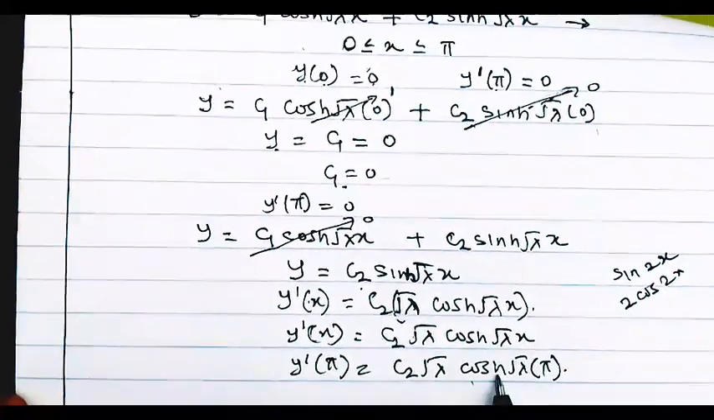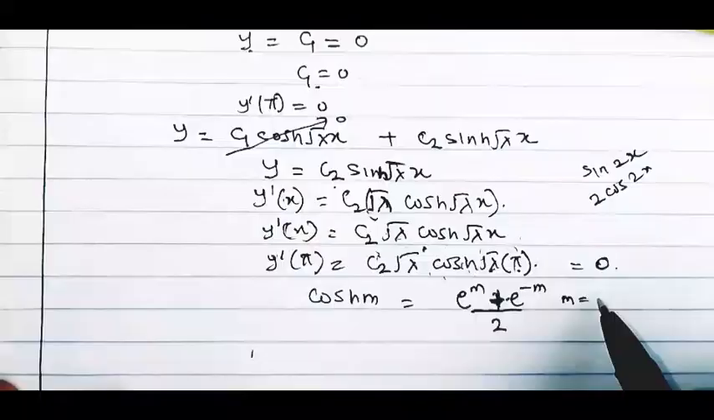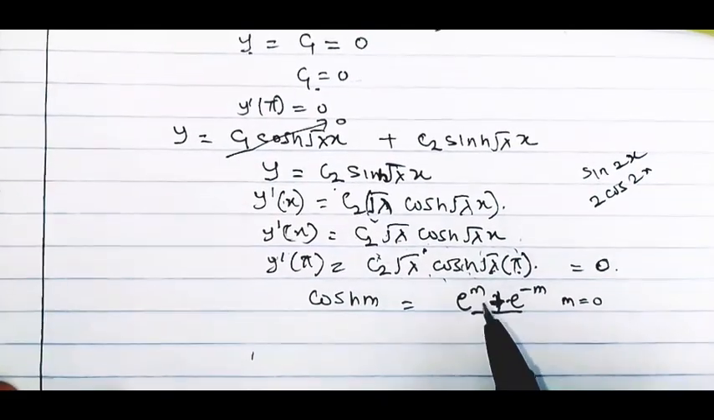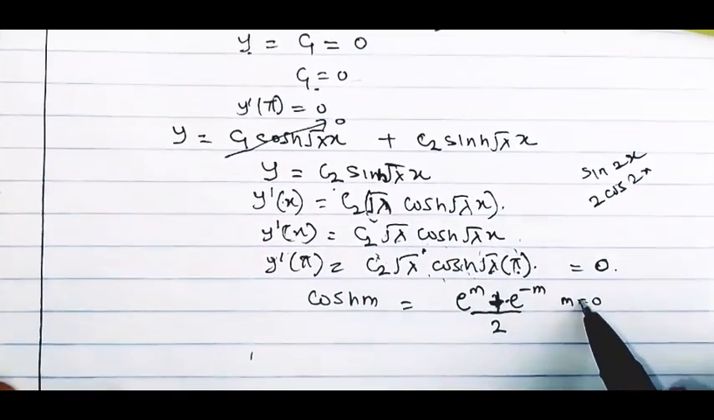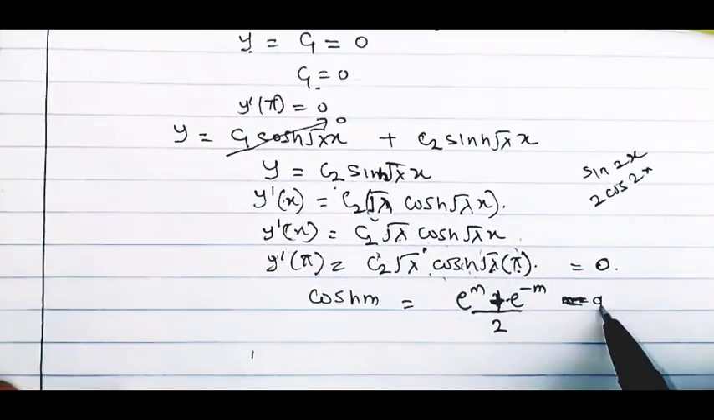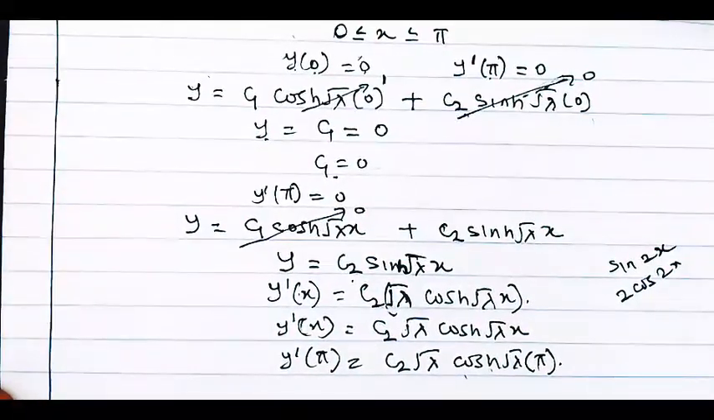We're having pi times root lambda cos of everything, right? Then this is root lambda times c2. So now equal to 0. So if you make m equal to 0, cos of this is equal to 1. So if you make this 1, can we get c2 to be equal to 0 here?